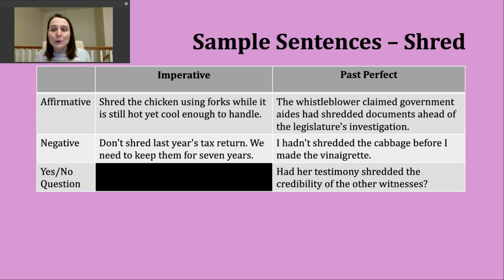The whistleblower claimed government aides had shredded documents ahead of the legislature's investigation. So here we have a whistleblower, somebody who's reporting something bad, something illegal that has taken place.